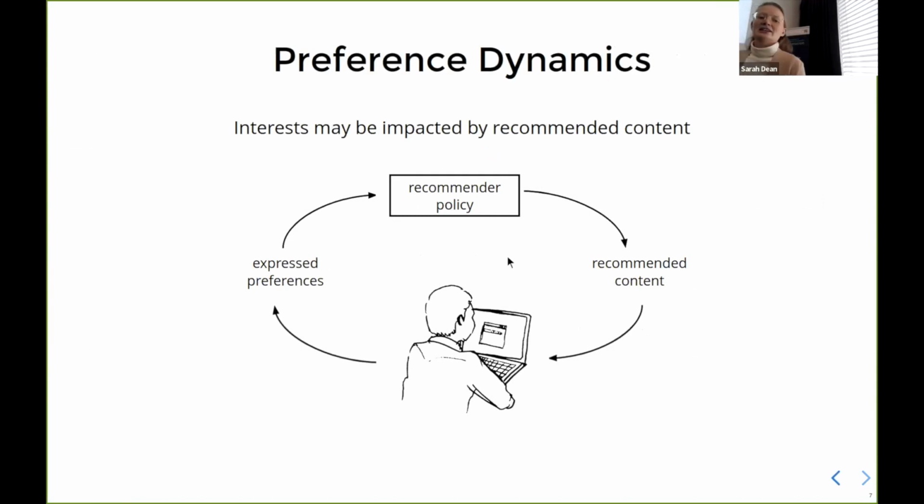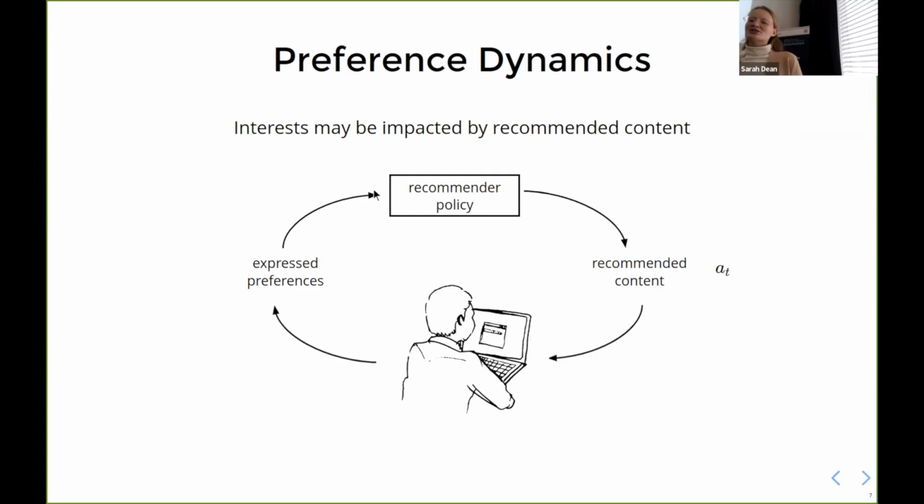The basic idea here is that an individual's interests might be impacted by recommendation. So we have a recommender policy, there's some machine learning algorithm along with maybe some ranking algorithm to generate content to display on a web page. This recommended content is then observed by a user, interacted with, clicked on, rated, watched for some amount of time. Many of those behavioral activities are recorded and then sent back to the recommender policy as an expressed preference. So this is maybe our classic feedback loop.